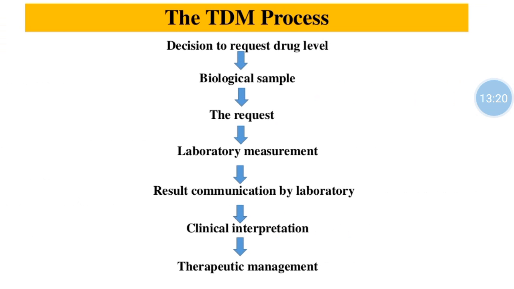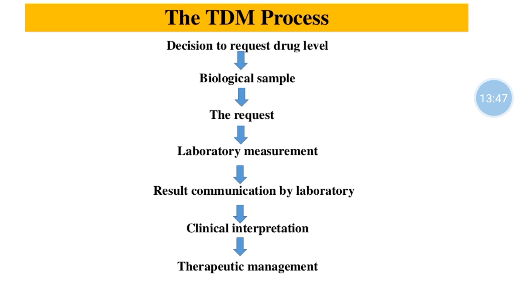Then the processes, one by one. First you go for the decision to request the drug level. Requesting the drug level means finding out the drug level in the blood. Then the biological sample: a urine sample or blood sample should be taken from the patient. Then request the laboratory measurement, meaning which parameters are taken and how they can be checked. That is known as measurement.